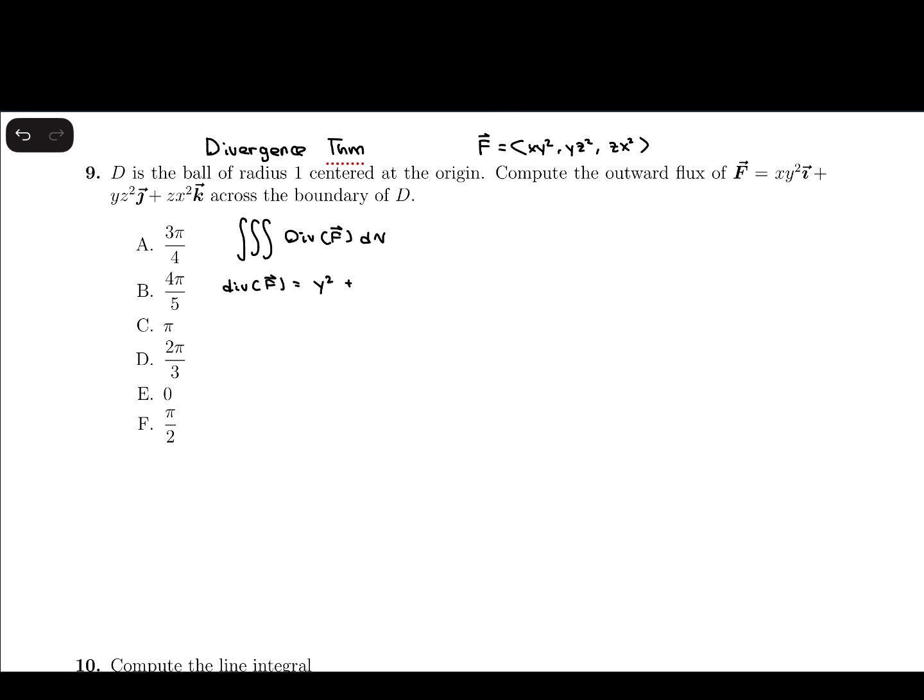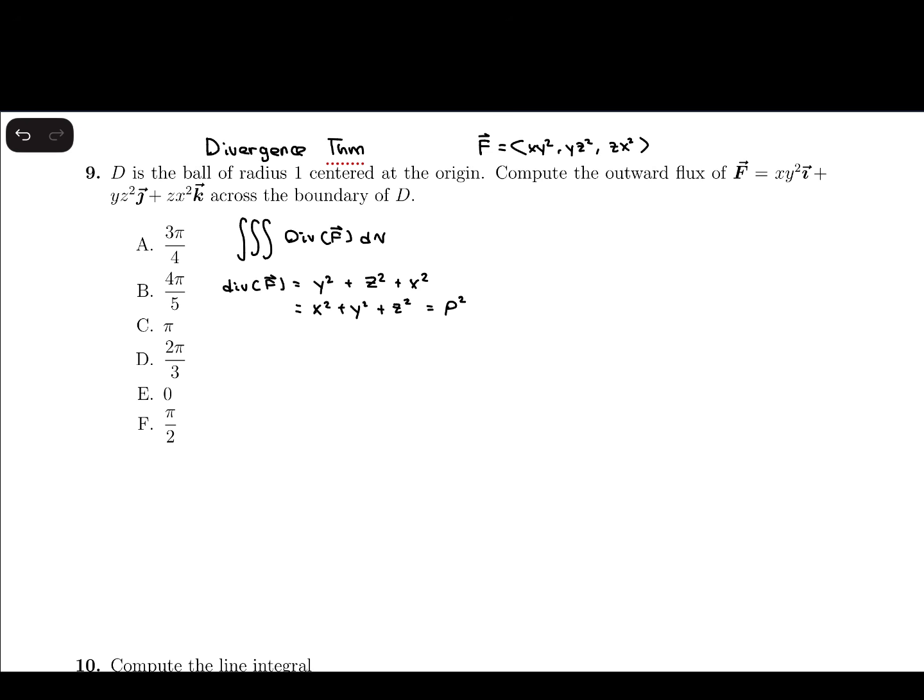Plus the partial derivative of the second component with respect to y, which is just z squared. And then the last one is the partial derivative with respect to z, which is just x squared. Now, I can rearrange this into x squared plus y squared plus z squared. And you might look at this and say, wow, that is actually the exact same formula for rho squared.